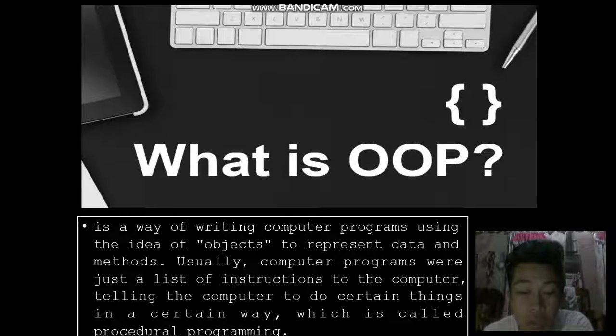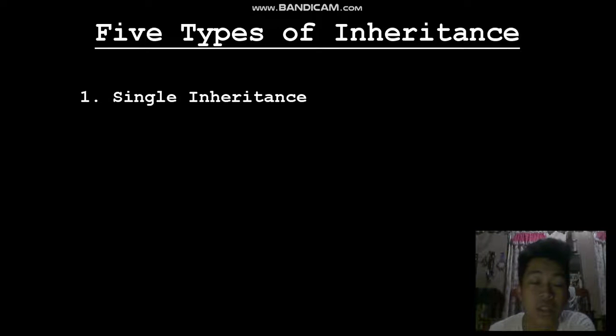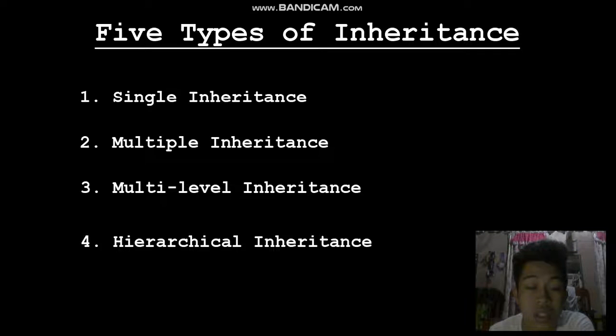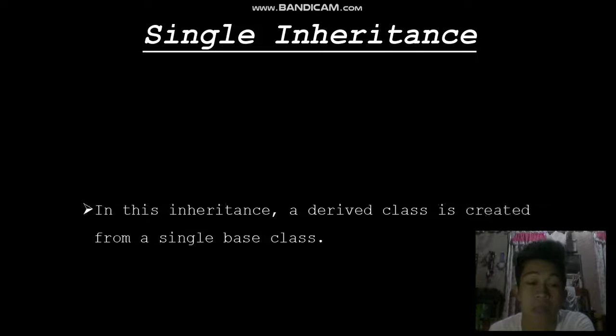Usually computer programs were just a list of instructions to the computer, telling the computer to do certain things in a certain way, which is called procedural programming. The 5 types of inheritance: first, single inheritance, multiple inheritance, multi-level inheritance, hierarchical inheritance, and hybrid inheritance. So let's tackle first the single inheritance.